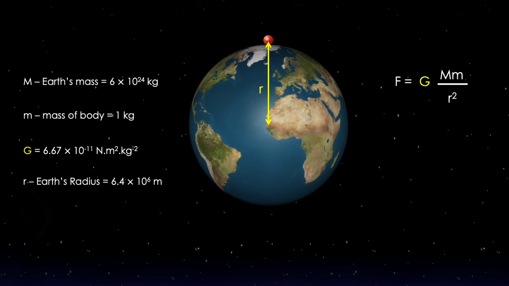Now, when we replace all these values in this equation, we get the force of attraction between the earth and this body whose mass is 1 kg, and that is equal to 9.8 Newton. So because gravity is a force, it will cause all bodies to accelerate to the earth. So how do we find out the acceleration due to gravity?